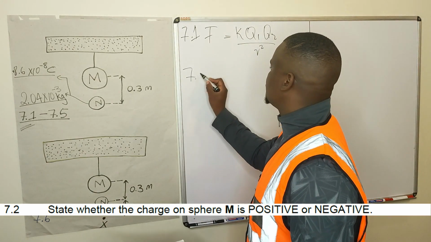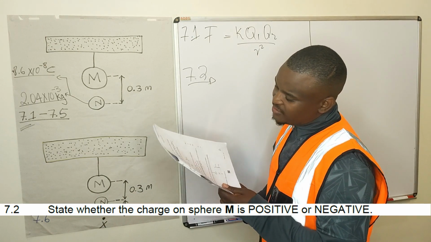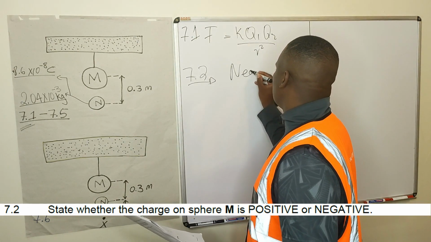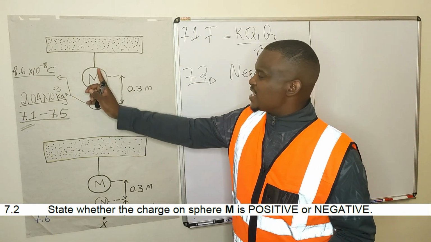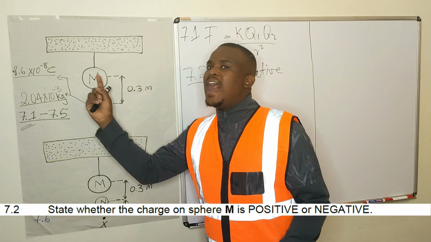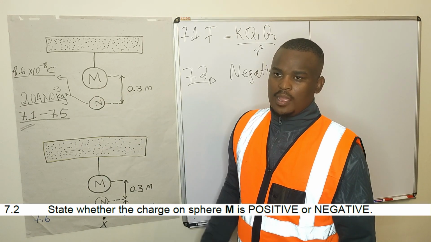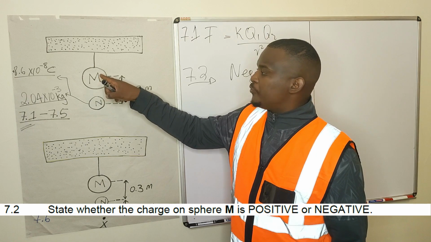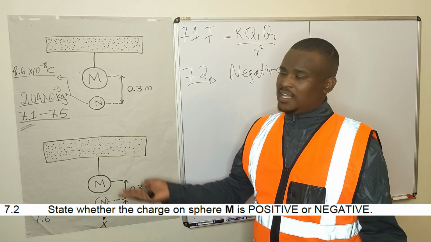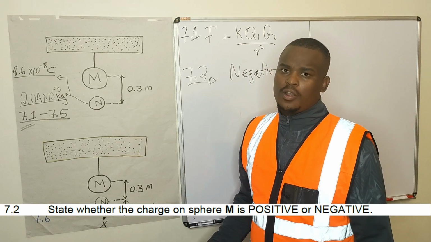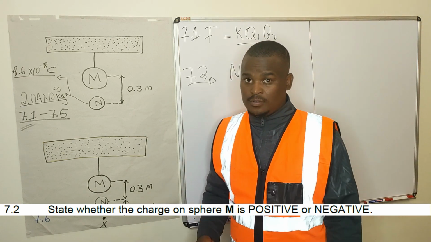So for 7.2, what did they say? State whether M is negative or positive. So M is negative, so that the force between the two is attraction and N is pulled upwards. Otherwise, if M was positive, then this sphere would be repelled downwards with the force. The force of M on N would repel N downwards and it would fall, and not just hang there stationary. So our M is negative.